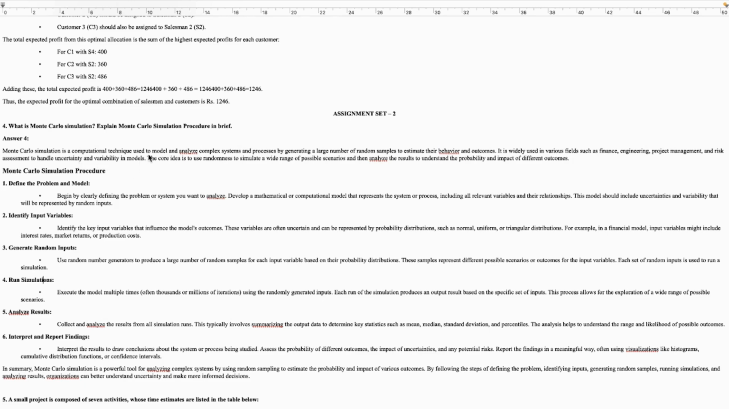The core idea is to use randomness to simulate a wide range of possible scenarios and then analyze the results to understand the probability and the impact of the different outcomes. The Monte Carlo simulation procedure consists of 6 steps: define the problem and the model, identify input variables, generate random inputs, run simulation, analyze results, interpret and report findings.